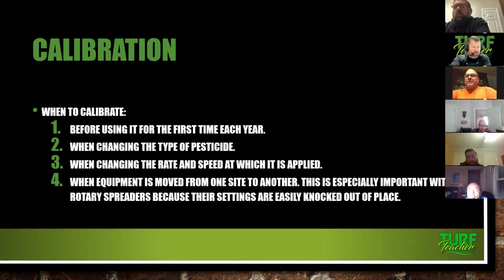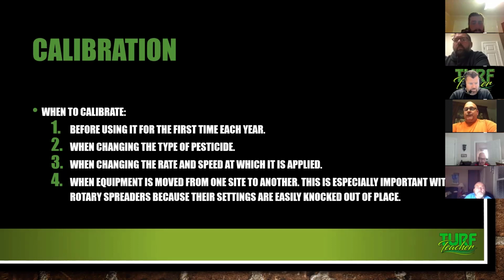But when to calibrate, we've talked about that before: using it the first time each year, when changing the type of pesticide that we may be using, when changing the rate and speed at which it is applied, that's your lunch right there. That is your lunch right there when you're slowing down.